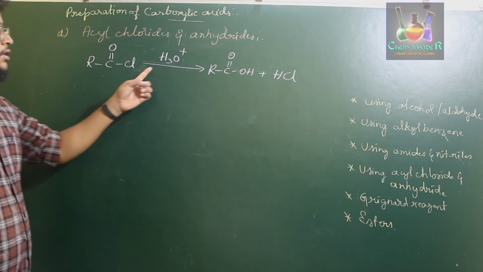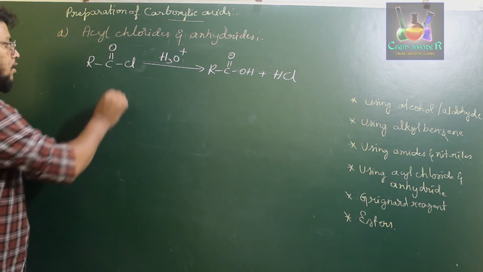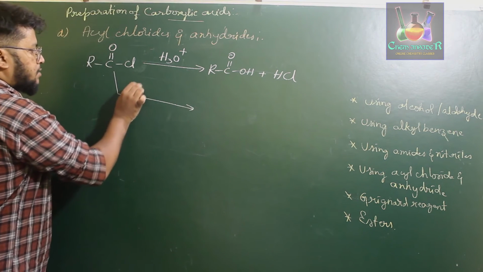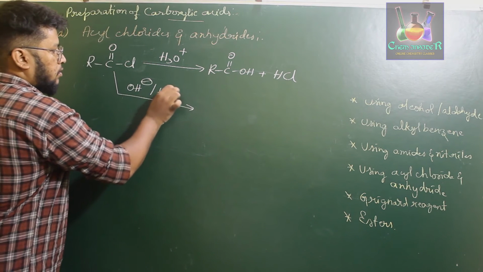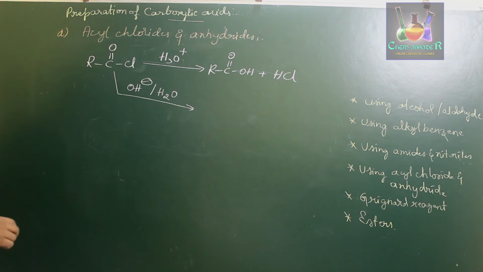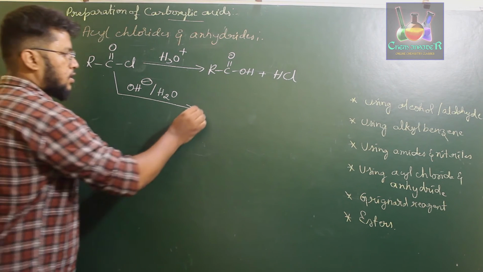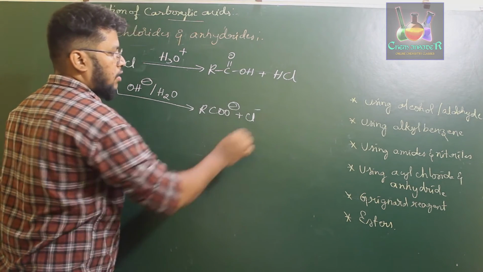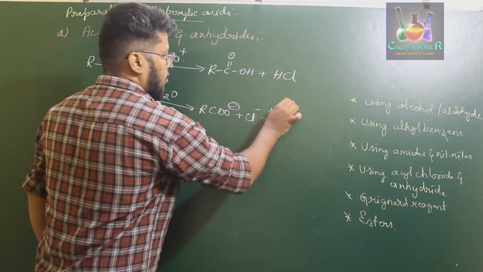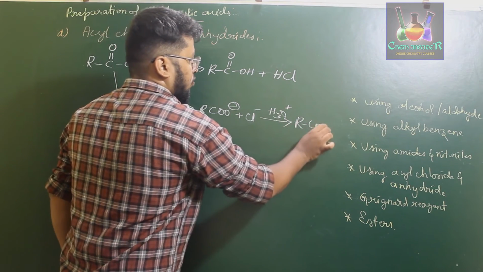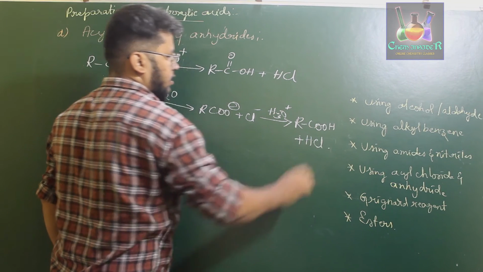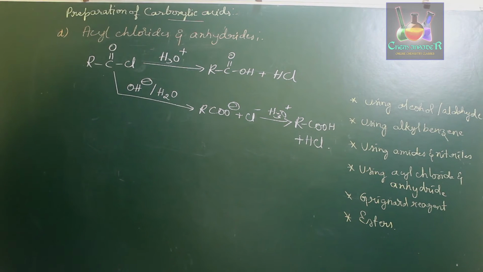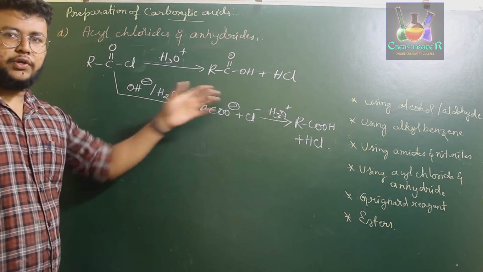In this case, the reaction takes a longer duration. Therefore, when you use an alkaline basic condition, that is OH minus along with H2O, the OH minus group attacks the carbonyl carbon to form RCOO minus along with Cl minus, which on hydrolysis yields us RCOOH along with HCl. So the reaction takes place in two types. In the first step, we just hydrolyze it, and then the reaction takes a longer duration for completion.